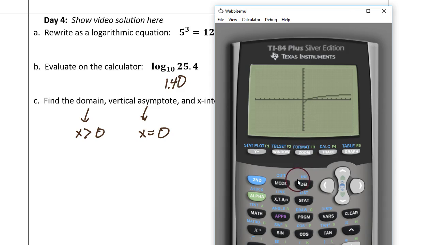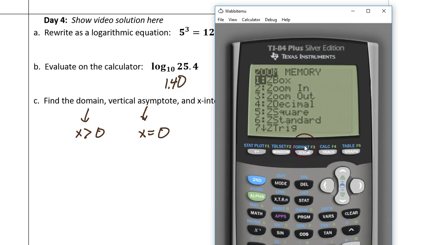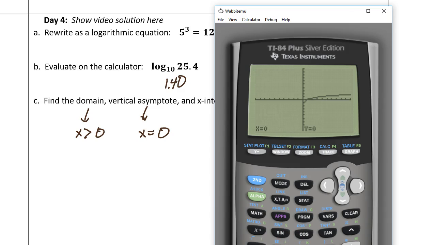Let me zoom in on that. You can see that a bit better. So zoom in is choice 2. The dot is blinking right at the origin. That's a good spot to zoom in at, so I'll push enter. Here we can more easily see that the x-intercept is right there at 1, and that the curve is coming down, down, down, down, down, and looking like it's going alongside the y-axis.